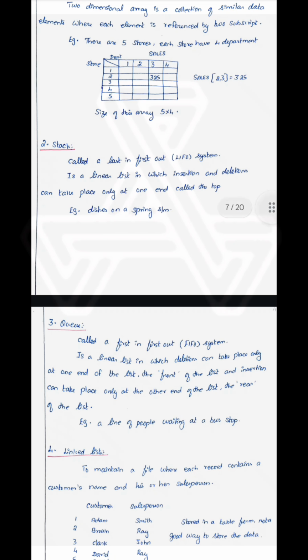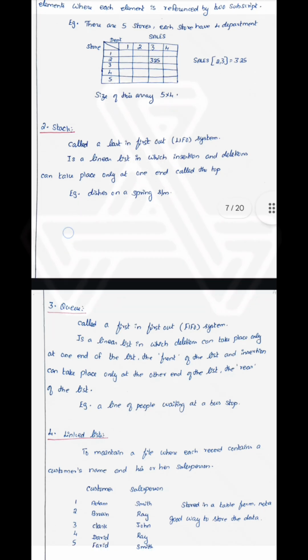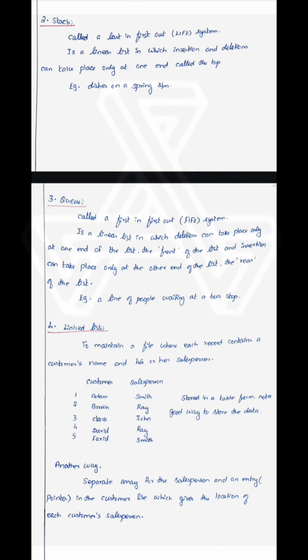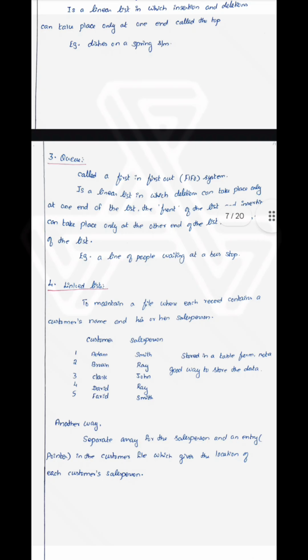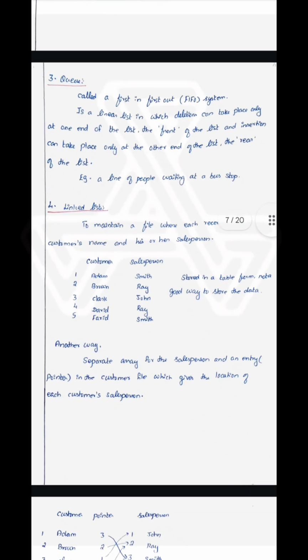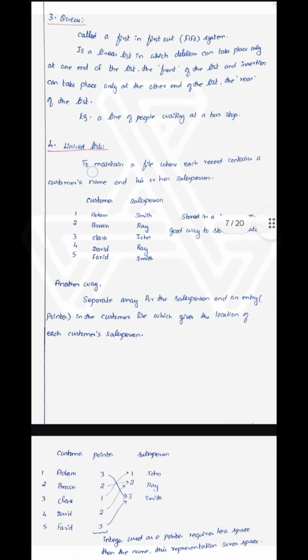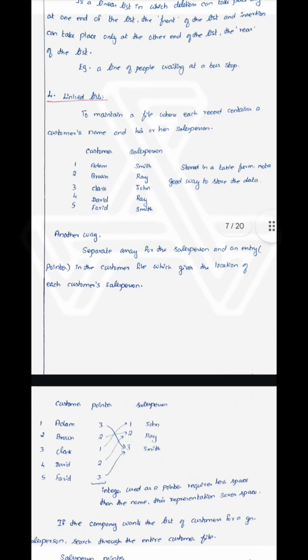A stack is called a last in first out system. It is a linear list in which insertion and deletion can take place only at one end, called the top. Example: dishes on a spring system. A queue is called a first in first out system. It is a linear list in which deletions can take place only at one end of the list, the front of the list, and insertion can take place only at the other end of the list, that is the rear of the list. Example: a line of people waiting at a bus stop.